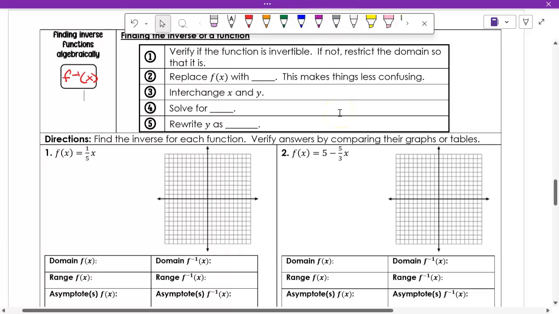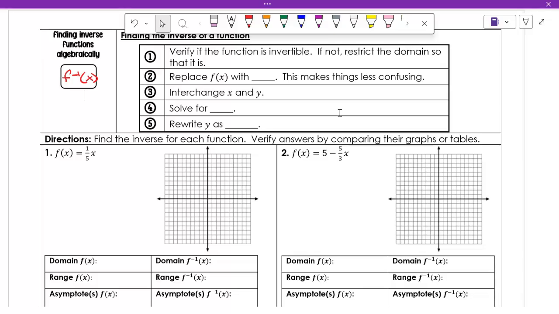Now, the steps to finding an inverse and determining whether I need to do any restrictions are included here. Step one: verify if the function is invertible. If not, restrict the domain so that it is. Basically, look at the graph. Does it pass the horizontal line test? Yes or no? If it does not, how do I need to adjust it so that it does pass the horizontal line test and would be invertible? So that's step number 1.